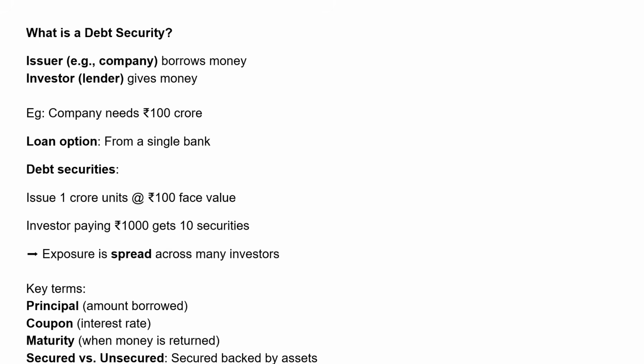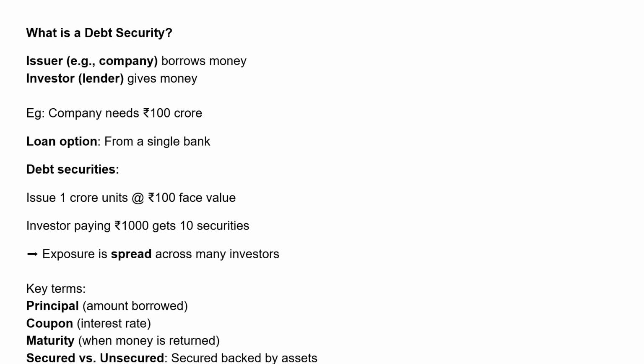There are only a few options that this company has. One option would be that it takes a loan from the bank. Second option would be that this company can issue debt securities. In order to raise 100 crore rupees, it would put out bonds of 100 rupees face value each, and it would give 1 crore units of these bonds out in the market. So an investor who is going to pay, let's say, 1000 rupees, will get 10 securities each of value 100 rupees. And this way it can raise 100 crore rupees.